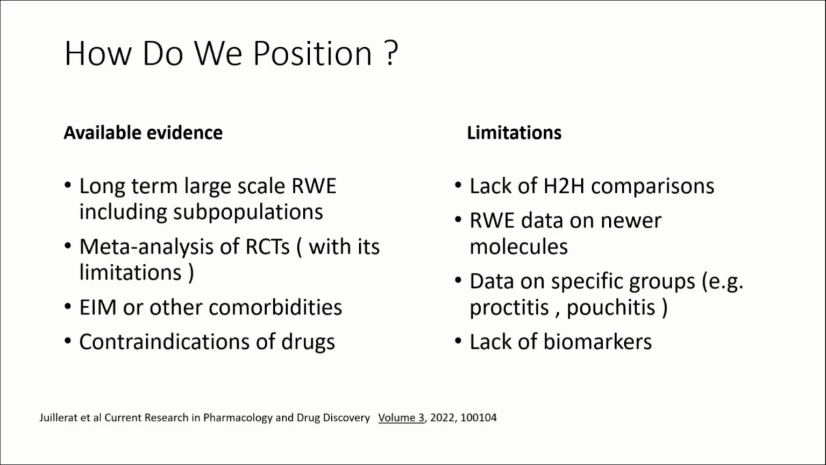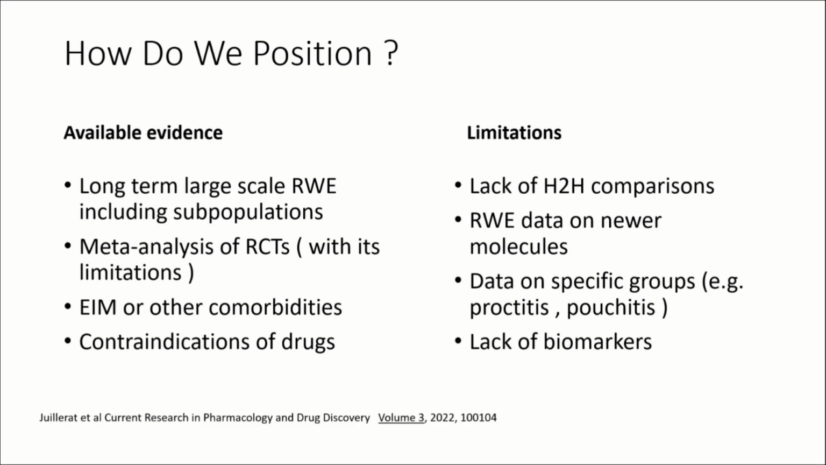Now, when we position drugs, there are problems. So, we have some evidence. We have long-term, large-scale, real-world evidence in different subpopulations. We have a lot of meta-analyses coming from randomized controlled trials, although they have their limitations. And then we obviously take extraintestinal manifestations into account. If a particular patient has a contraindication for a certain drug, it makes our life easy. You're not going to get this drug.